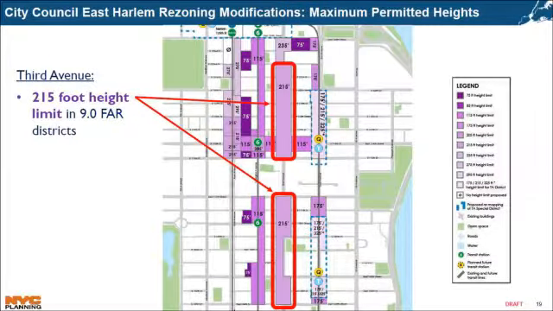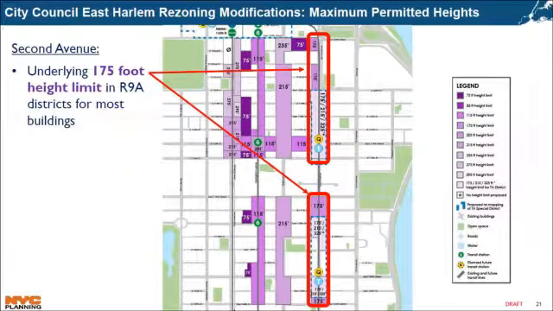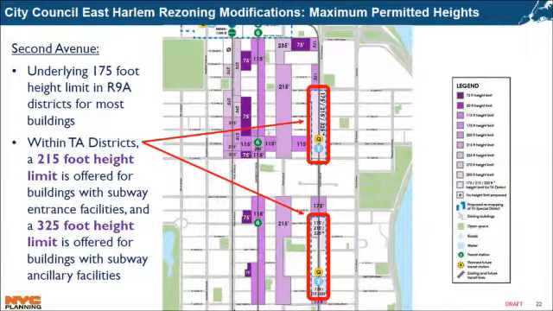On 3rd Avenue, a 215-foot height limit would impact the majority of the avenue. There would also be a 235-foot height limit in the 10 FAR area north of 122nd Street. Along 2nd Avenue, the underlying 175-foot height limit would apply. This was modified from an R9 to an R9A district with that 175-foot height cap. However, within the TA districts, or the special transit land use districts, a 215-foot height limit would apply to buildings with subway entrance facilities, and a 325-foot height limit would apply to buildings with ancillary subway facilities, including ventilation facilities.